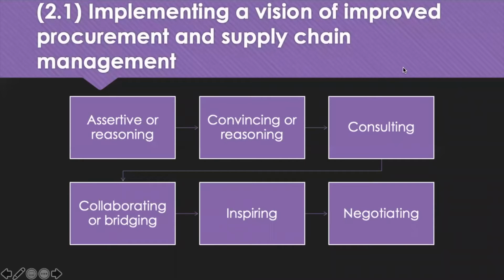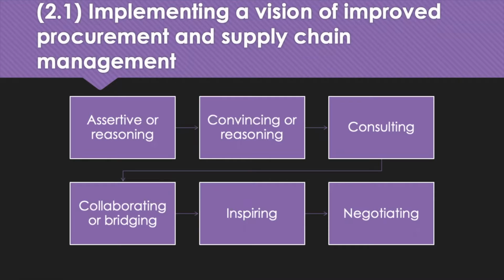So this chapter is about communication, and we know that it plays an important part in the effectiveness of leaders, managers and organisations. And when communication is not effective, it can be a cause of many problems. So we're going to look at implementing a vision for improved procurement and supply chain management through effective communication.